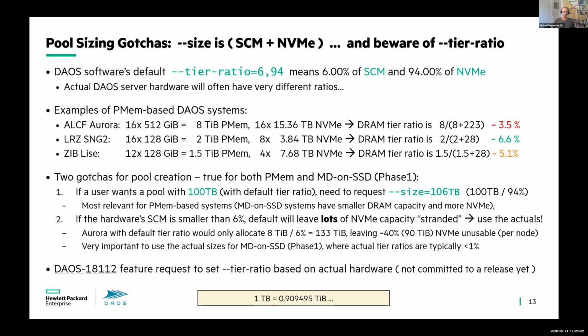I think we'll definitely have to look at how to make this more user-friendly. Of course, on the HPE product side, there are wrappers around the core DAOS stuff that we can use. But I think in general, this could be more user-friendly, getting people the capacity that they want on the NVMe side without all the extra math.